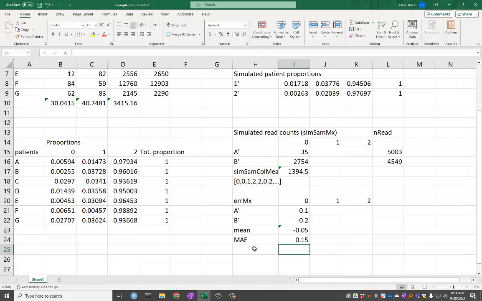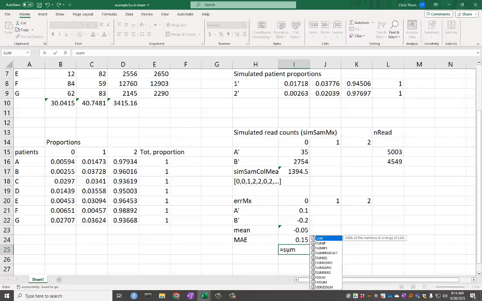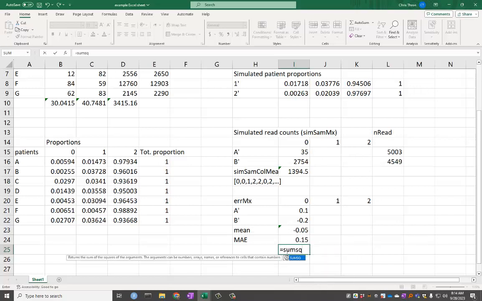And the mean squared error, there's a way to do this in Excel. You do sum square, which would be the sum of these squares. However, I want to take the square root of that. So that would be the square root of the sum square.